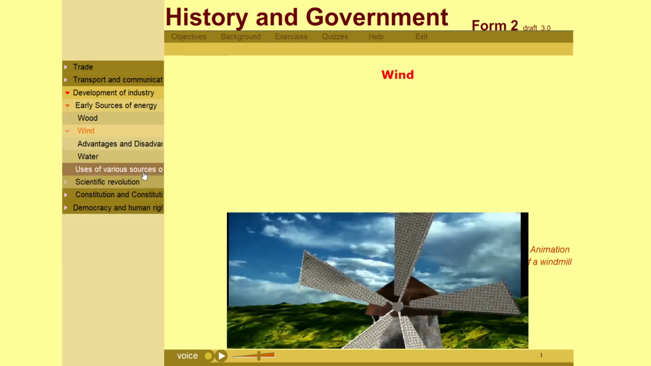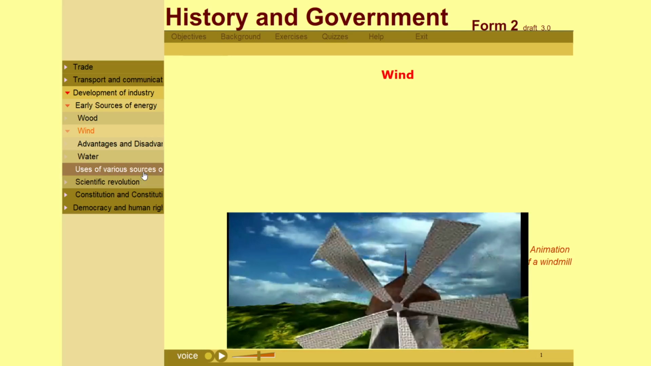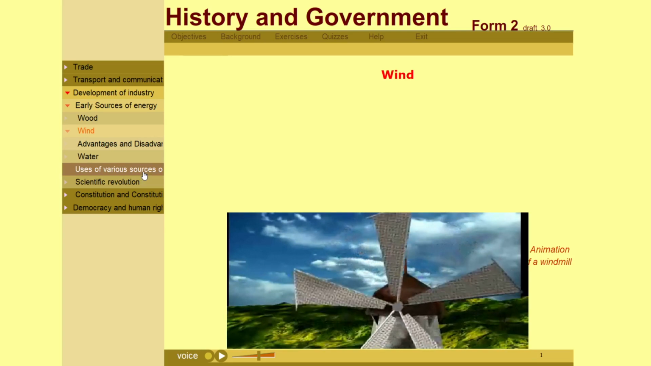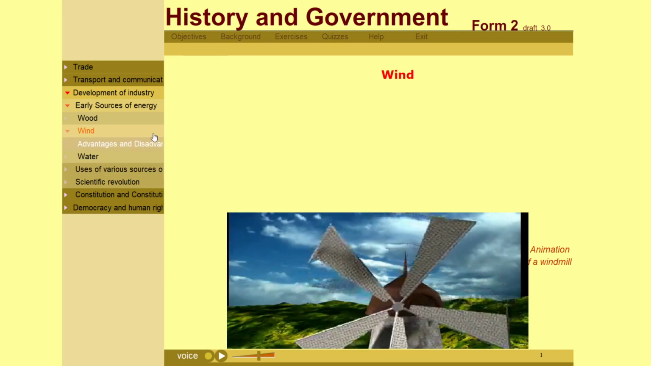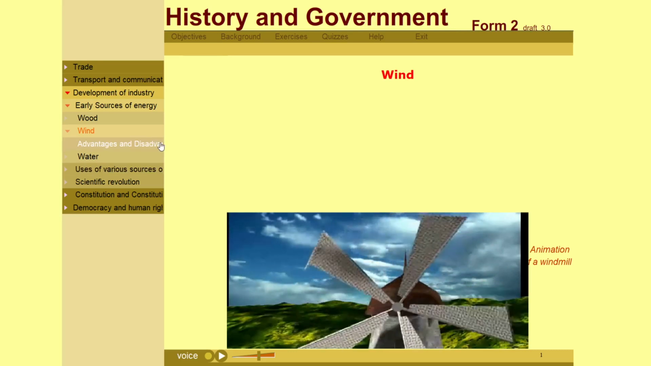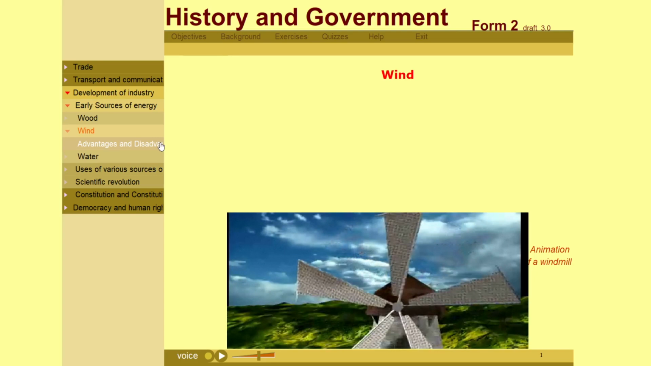Wind is air that moves. It can be used to create energy when it comes into contact with objects. Wind energy was used to winnow and dry grains. It was also used to turn windmills and propel sailing boats and ships. Wind can be harnessed to produce electricity. It is one of the cheapest sources of energy because it is readily and freely available.